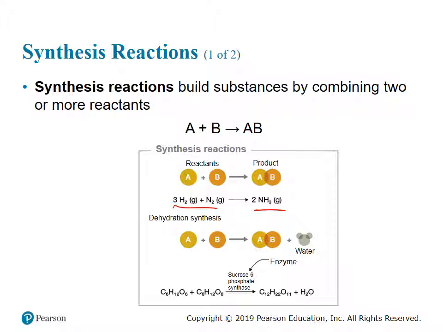Or A plus B is AB, which means there's a bond created in between them. Right? New chemical. Sometimes it creates this, right? When we get AB, sometimes a side product is water. We create water as a side product. And that readily occurs in living organisms.